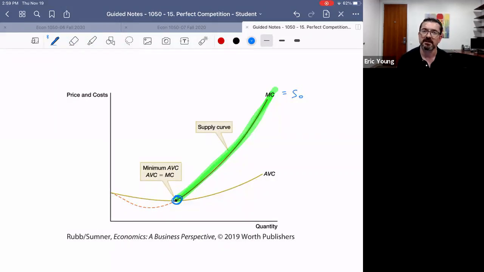You assumed up until now that it's just upward sloping. Now you understand the mechanics behind it.